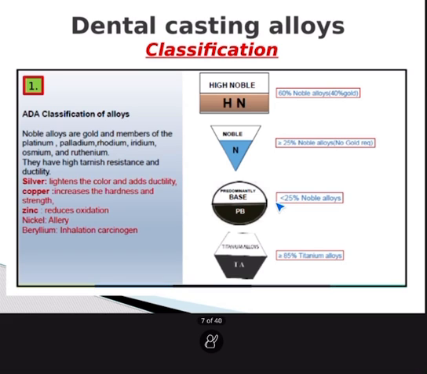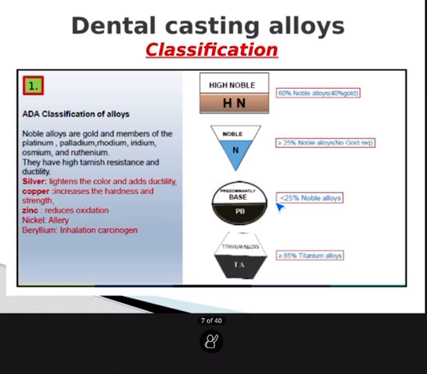So for making gold usable in your mouth, you have to use the noble alloys mixed with these things. When they use silver, it will lighten the color, but it adds ductility. Copper increases the hardness and the strength. Zinc reduces the oxidation problem.